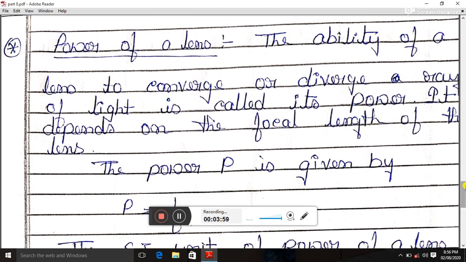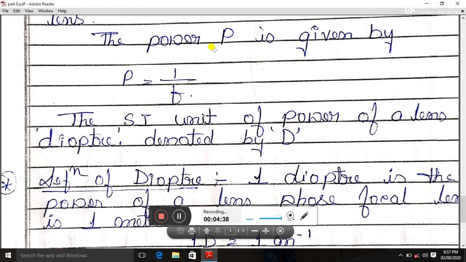So what is the power of a lens? The ability of a lens to converge or diverge a ray of light is called the power of the lens. A convex lens will converge a ray, and a concave lens will diverge a ray. How much a lens will converge or diverge a ray of light is called the power. The power of the lens depends on the focal length of the lens. If P denotes the power, then the formula of power is P = 1/f.